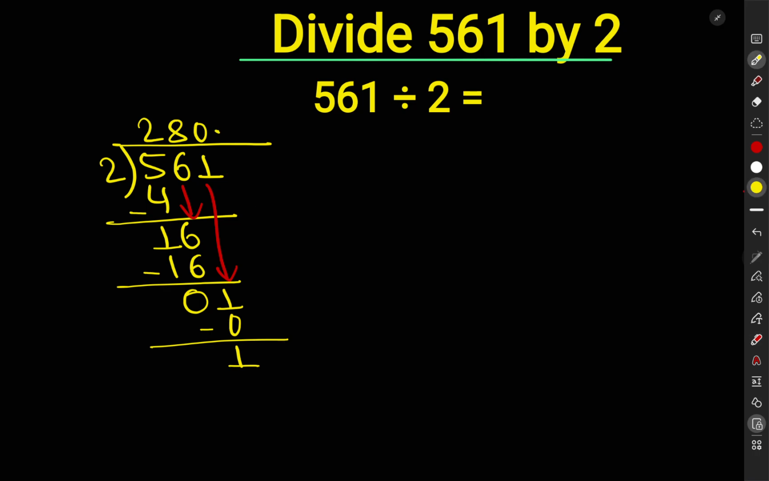So we put a decimal here so that we can take 0. So it is 10 and 2 times 5 is 10. On subtracting we get 0. So 561 divided by 2 is 280.5.